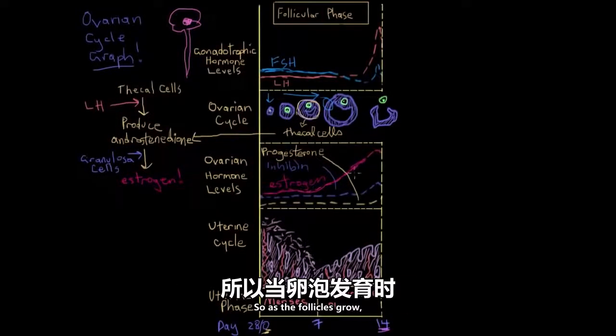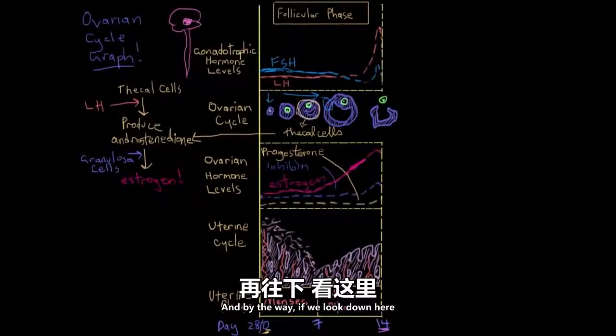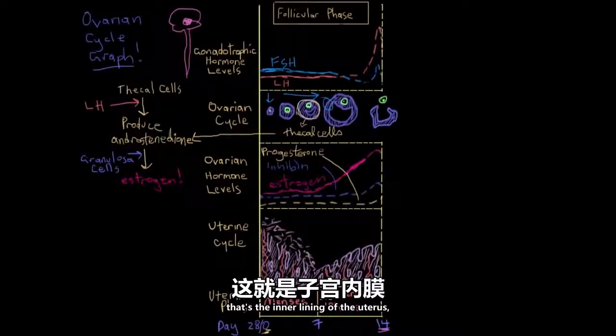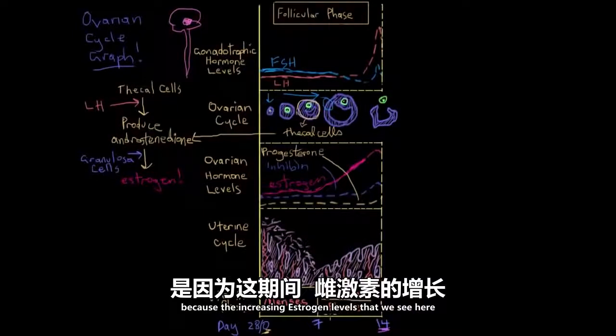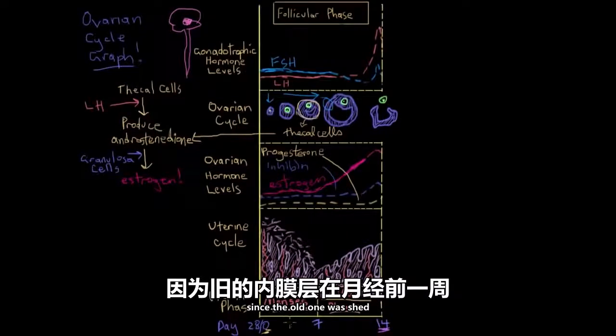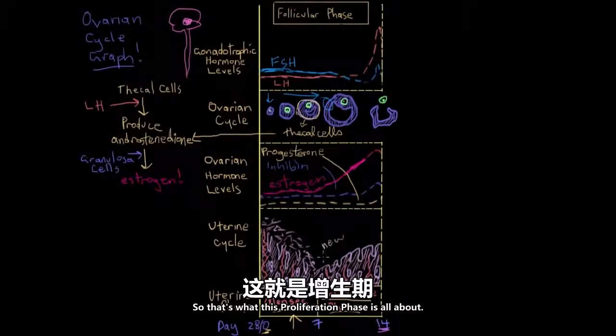So as the follicles grow, the estrogen level is just going way up. And by the way, if we look down here at what's happening in the endometrium of the uterus, that's the inner lining of the uterus, we can see that we're in the proliferative phase. And it's called the proliferative phase because the increasing estrogen levels that we see here are inducing a new layer of endometrium to form, since the old one was shed in menstruation in the previous week. So that's what this proliferation phase is all about.